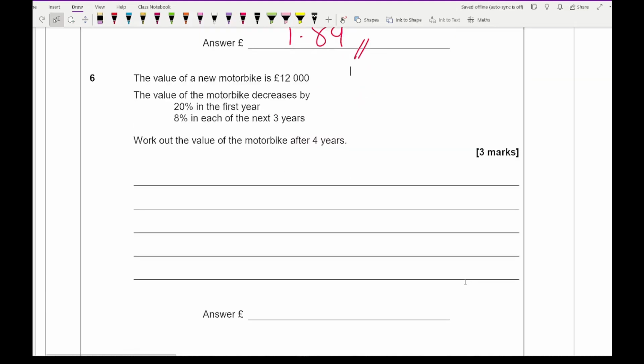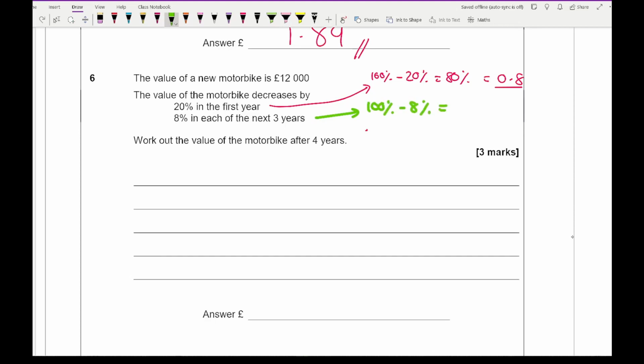Then moving on to question 6, it says the value of a new motorbike is £12,000. The value of the motorbike decreases by 20% in the first year and 8% each year for the next 3 years. Work out the value of the motorcycle after 4 years. Well, looking at the first year, the decimal multiplier again is going to be 100% minus 20%, which is 80%, and that as a decimal is 0.8. Then for the next one, it's 100% minus 8%, so 92%, and that as a decimal is 0.92.